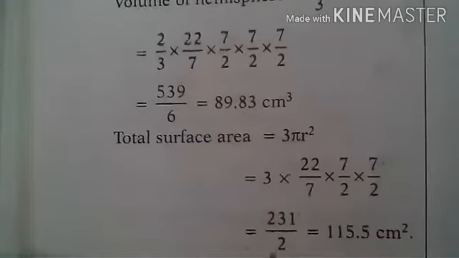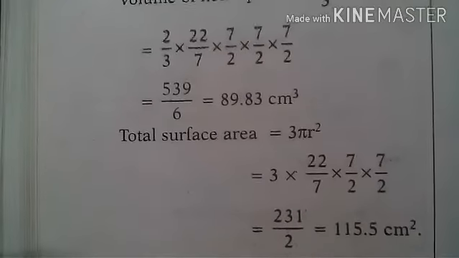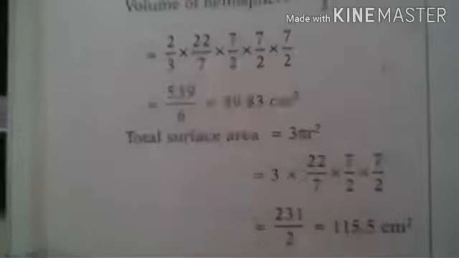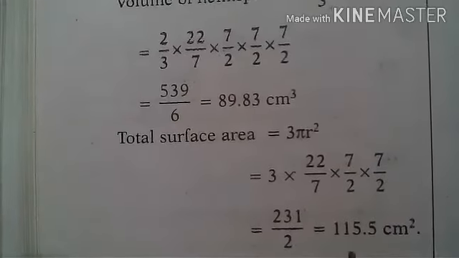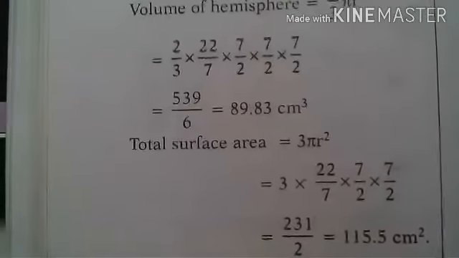So total surface area is equal to 3 pi r square. Substituting the values, we'll get 231 by 2, which is equal to 115.5 centimeter square.